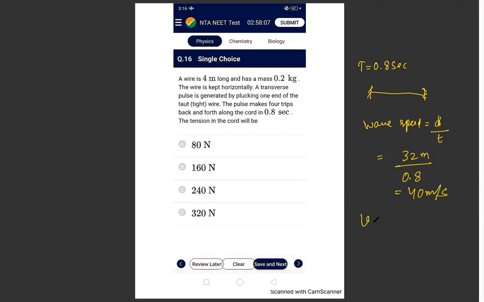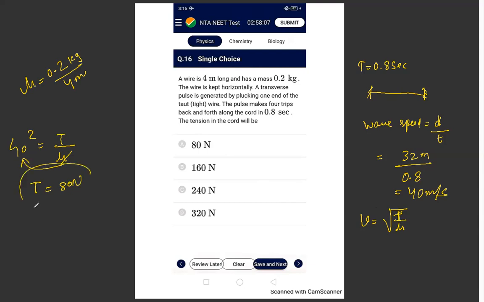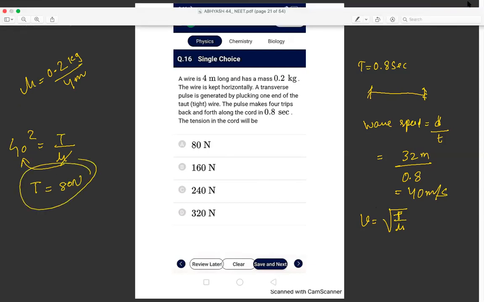As we know, V equals square root of T by mu, where mu is the mass per unit length. So we can easily find mu. Mu is 0.2 kg divided by 4 meter. Plug in all these values: 40 squared equals T by mu. Multiply it, and we get the tension, which is equal to 80 Newton.